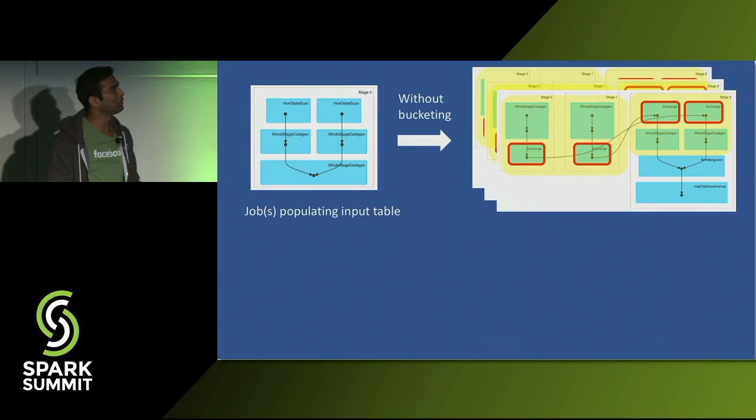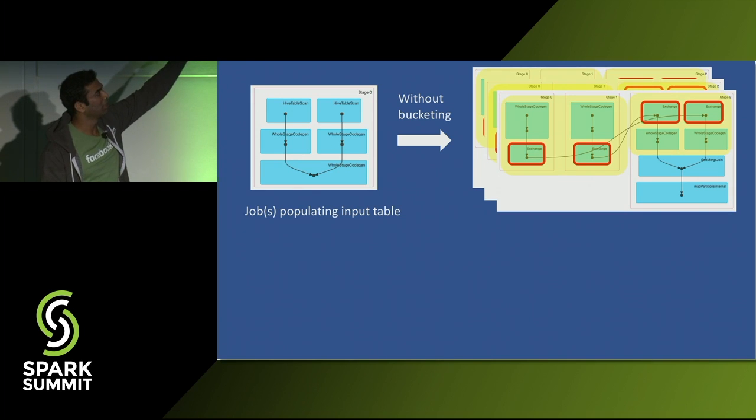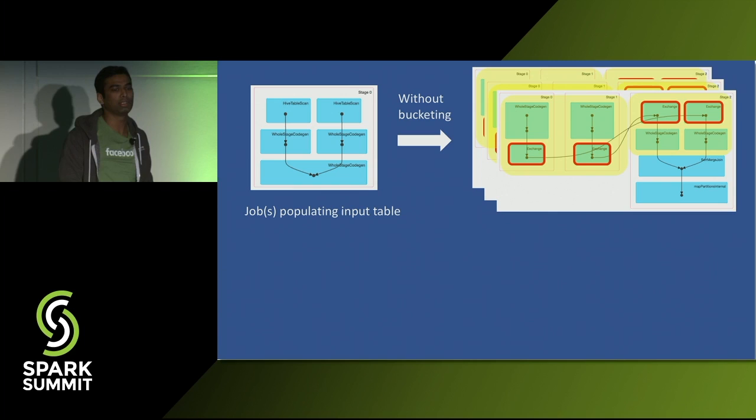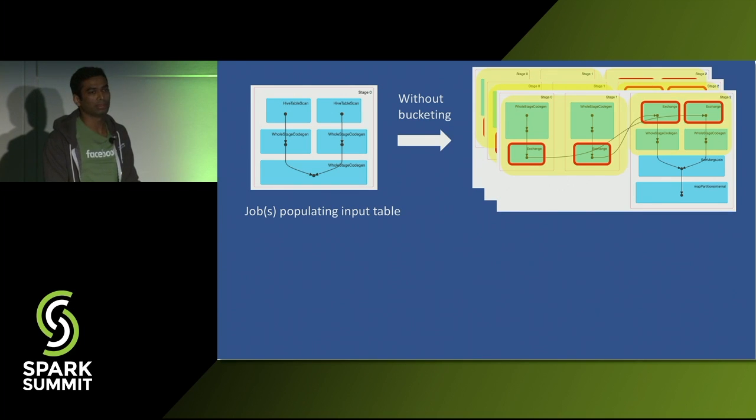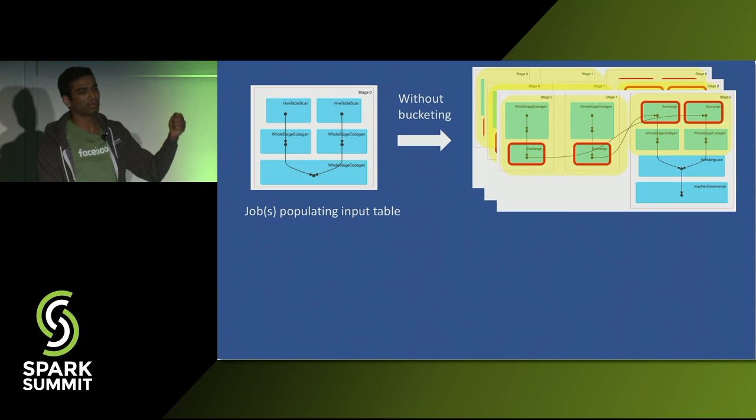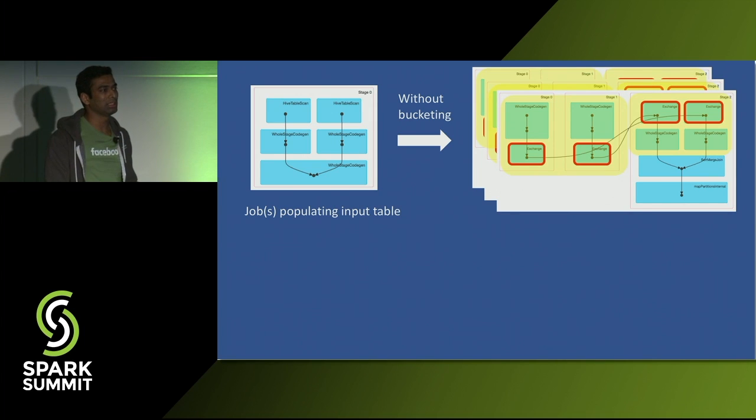Here's how things look without bucketing. On the left-hand side, I have the job which is populating the student table. Let's assume it's a single-stage job. After the job is done, on the right-hand side, you can see queries which are consuming this student table. Each one of them reads from the same student table, does a shuffle, and then on the reduce side reads the shuffle outputs, does a sort, and performs the join.